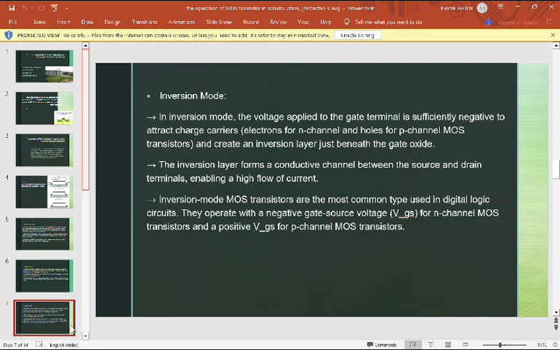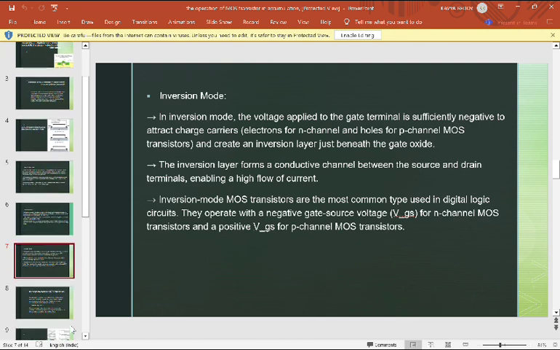Next is inversion mode. In inversion mode, the voltage applied to the gate terminal is sufficiently strong to attract charge carriers, electrons for an N-channel and holes for a P-channel, and create an inversion layer just beneath the gate oxide. The inversion layer forms a conductive channel between the source and drain terminals, enabling a flow of current.